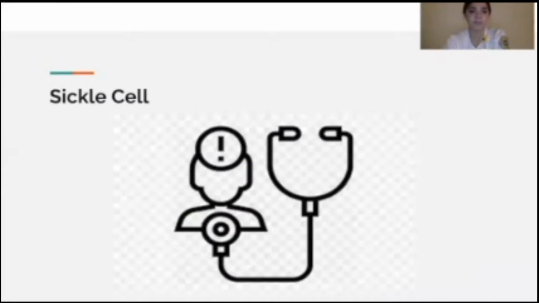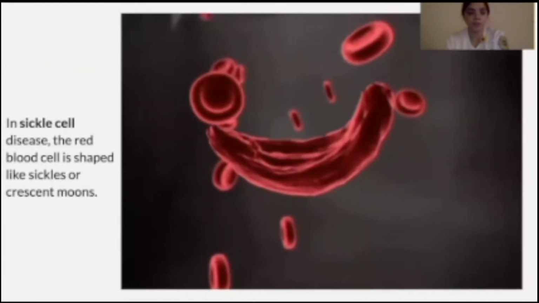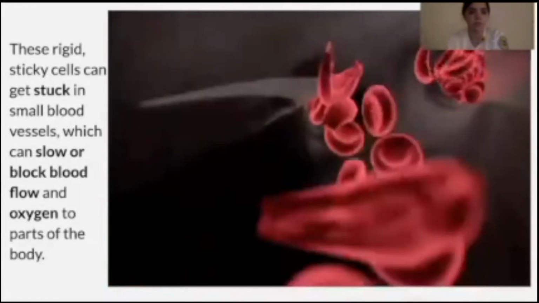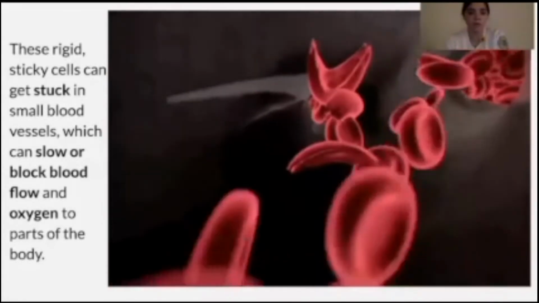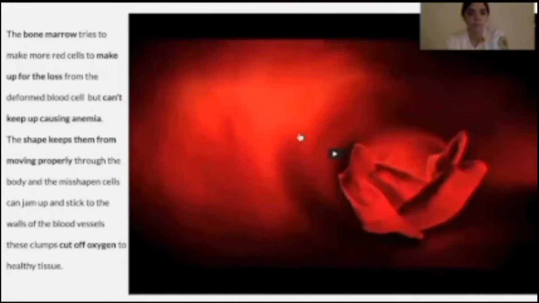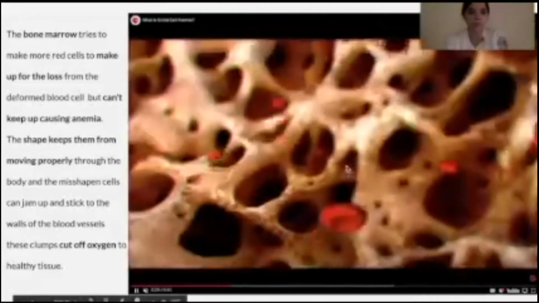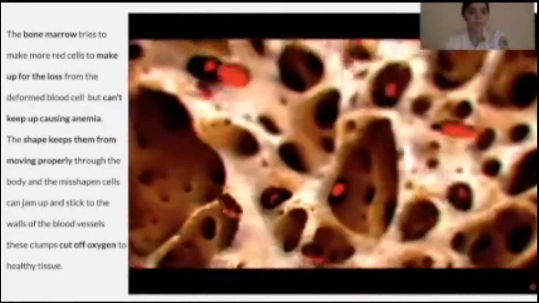In sickle cells, the red blood cell is shaped like sickles or crescent moons. These rigid, sticky cells can get stuck in small blood vessels, which can slow or block blood flow and oxygen to parts of the body. The bone marrow tries to make more red blood cells to make up for the loss from the deformed blood, but can't keep up, causing anemia.